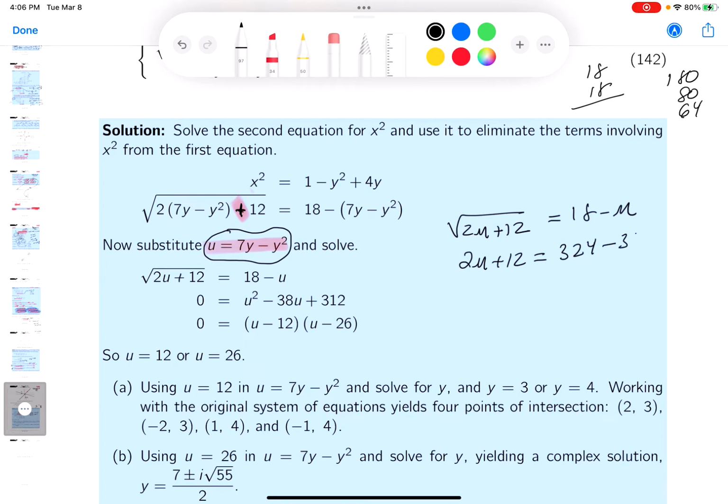Minus 36u plus u squared. And I'm going to use the zero product rule on that. So it's going to be u squared, we'll check the key in a moment. Let's see, minus 38u plus 312. Is that in the key?